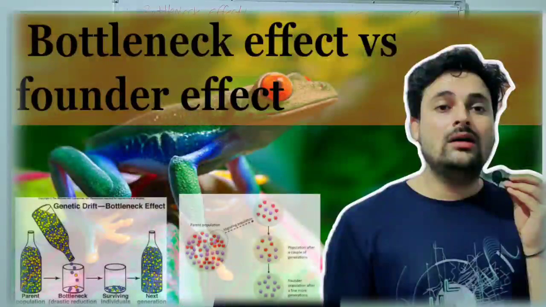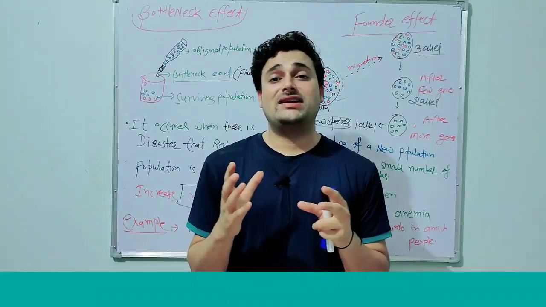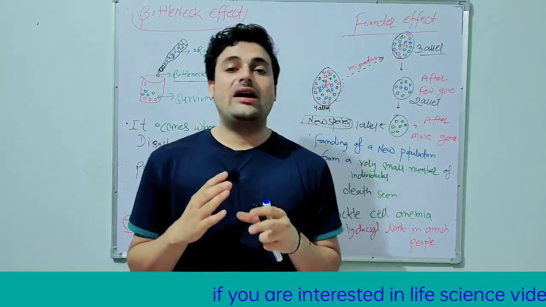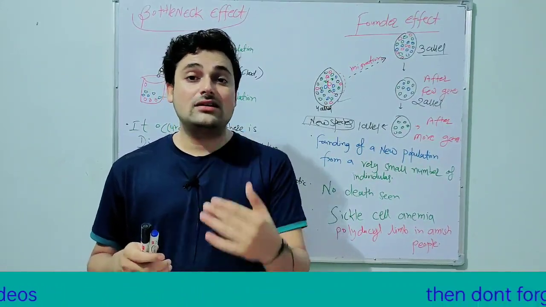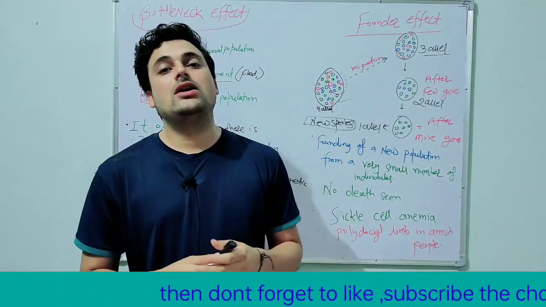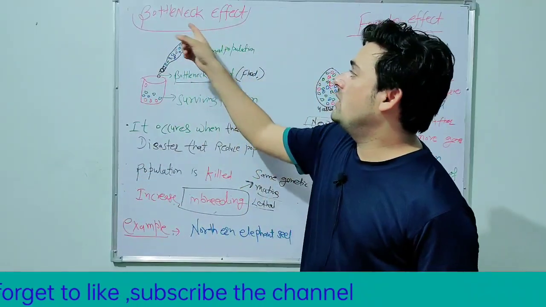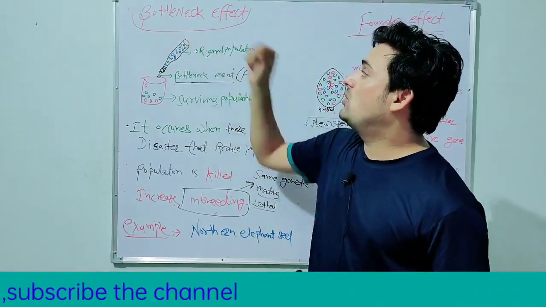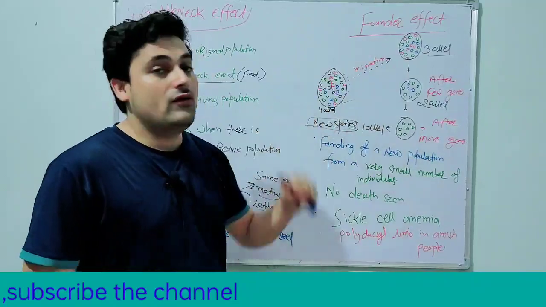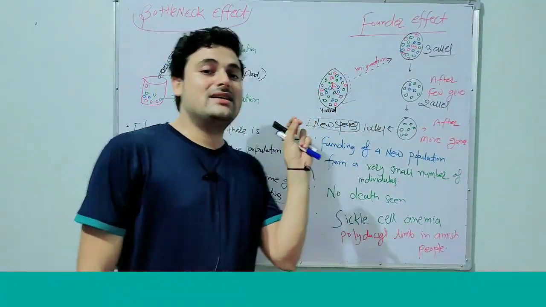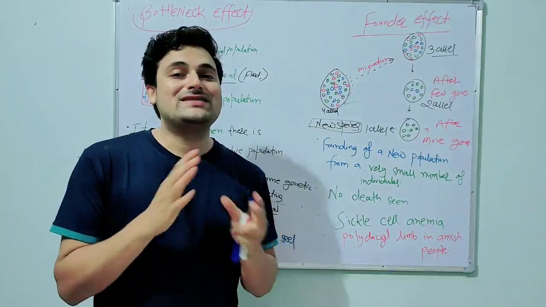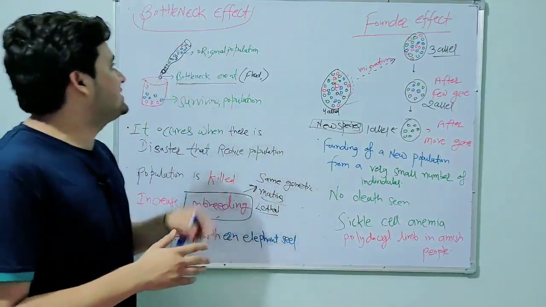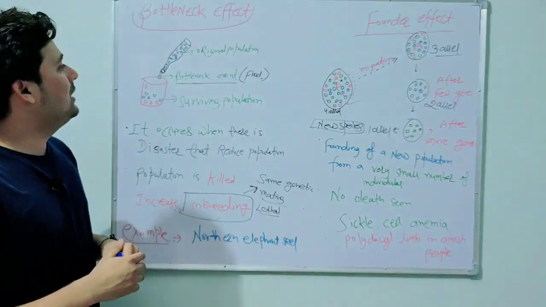Guys, welcome back again. In my previous video we already talked about what genetic drift is. In this video I am going to tell you the result of genetic drift. Two effects we will be discussing in a differentiated way. First one is the bottleneck effect, second one is the founder effect. I have represented both of the effects in a very brief way so you would not get confused while studying them. Let's take the first effect, the bottleneck effect.